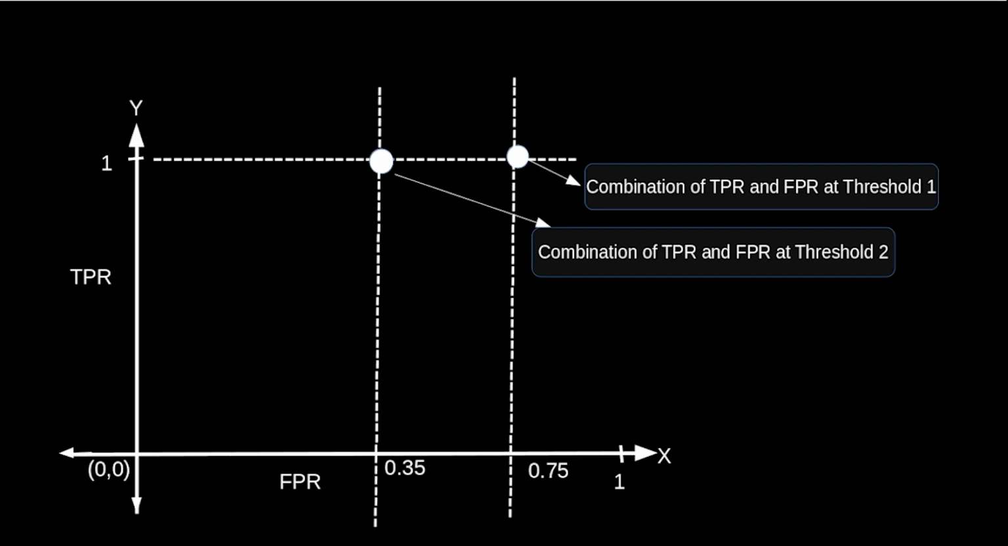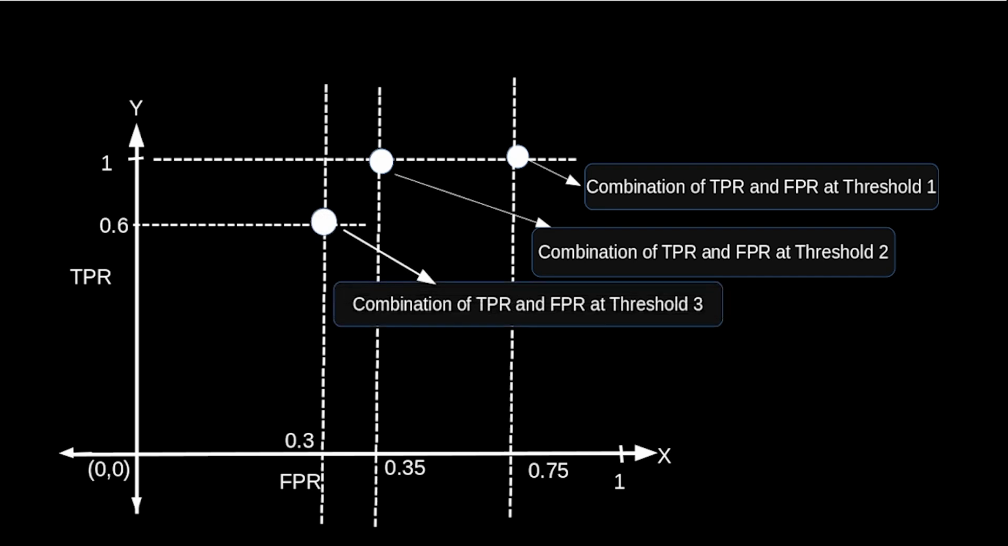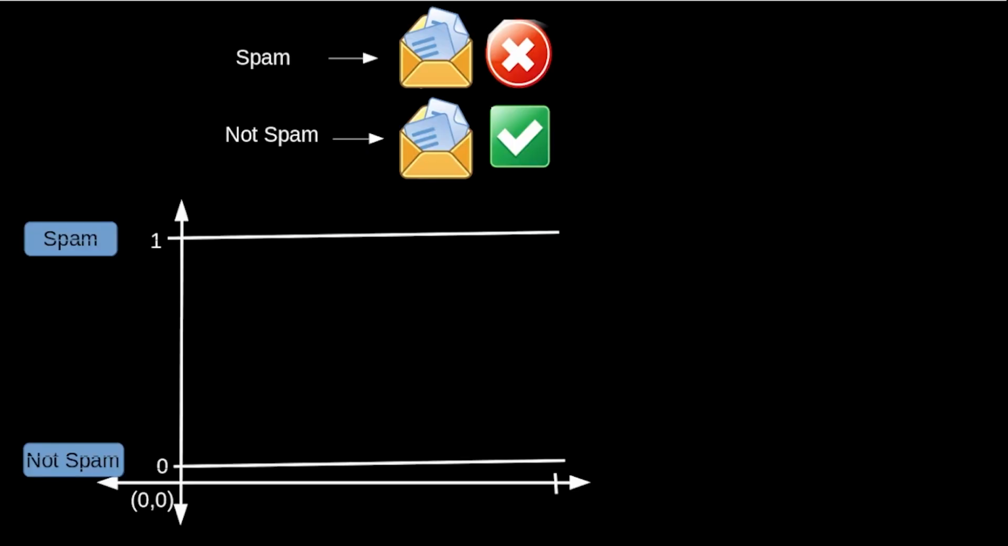Let's draw the third point on our ROC curve, which is a combination of true positive rate and false positive rate at threshold 3. So at threshold 3, we have true positive rate 0.6 and false positive rate 0.3. So this is the point of combination between true positive rate and false positive rate at threshold 3. Now let's move on to the fourth threshold, that is 0.5.